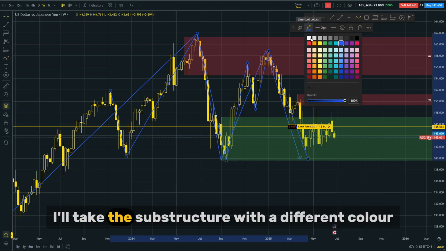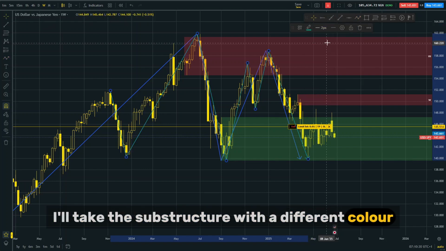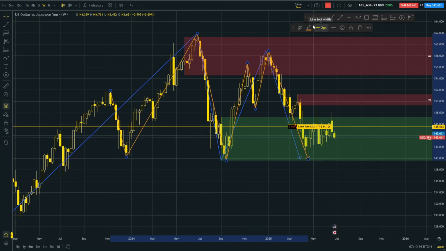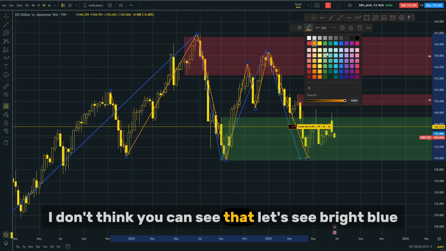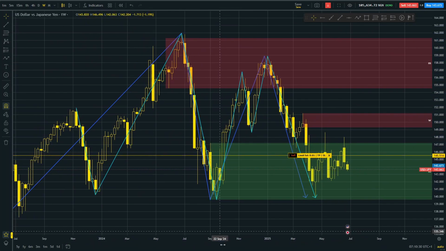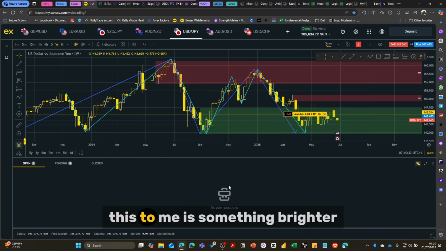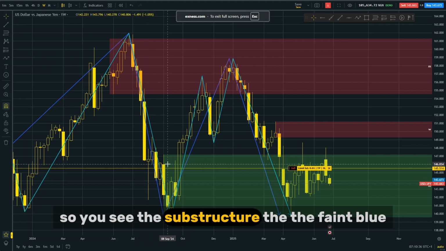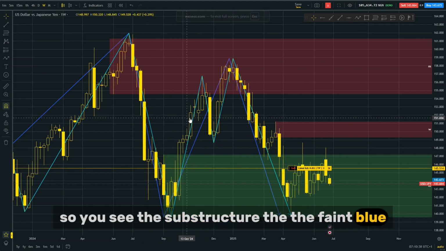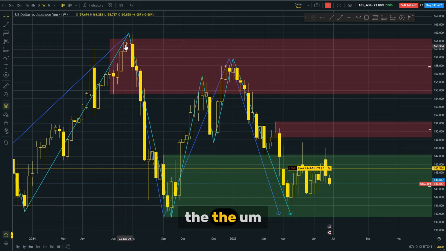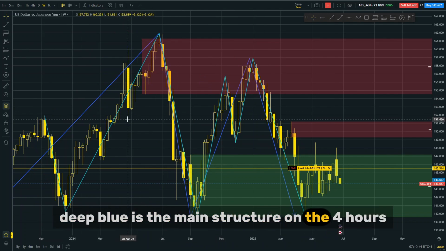So I'll take the substructure with a different color, maybe something brighter. I don't think you can see that. Let's say bright blue. Yeah, so this to me is something brighter. So you see the substructure, the light blue, the teal blue is substructure, the deep blue is the main structure on the 4 hours.